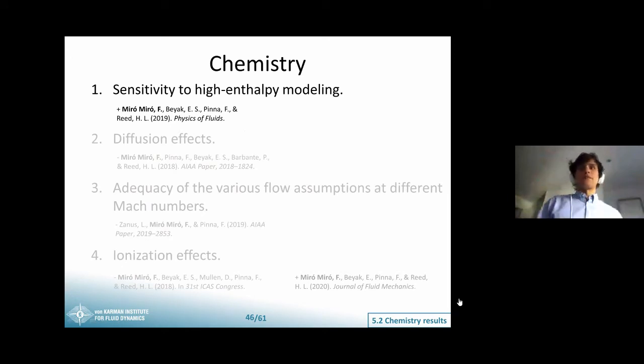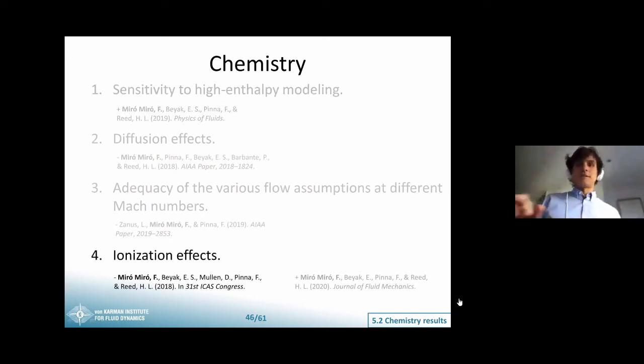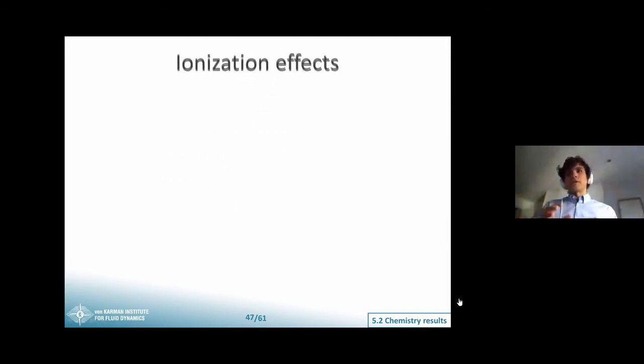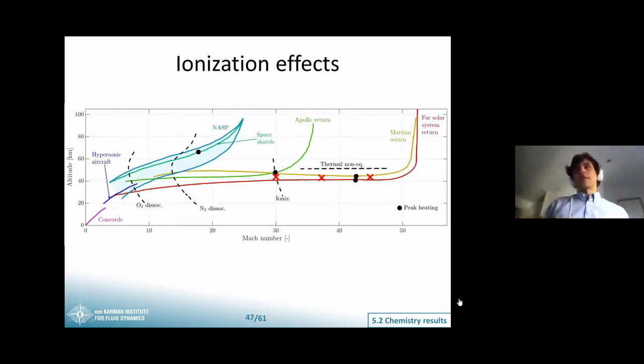Okay, so that was on the sensitivity to high enthalpy modeling. As I said, the next block I will talk about is the investigation on ionization effects. For that, we looked at three trajectory points in an aggressive planetary return mission, and we chose a wide variety of flow assumptions in order to decouple the different physical phenomena that were going on.